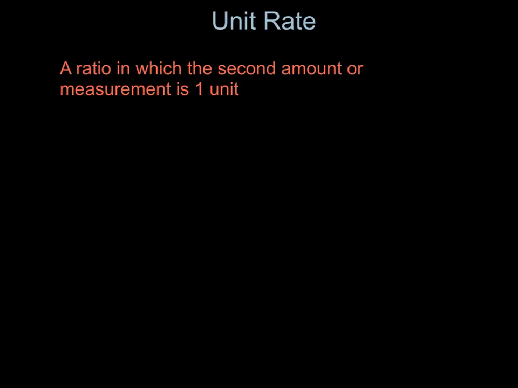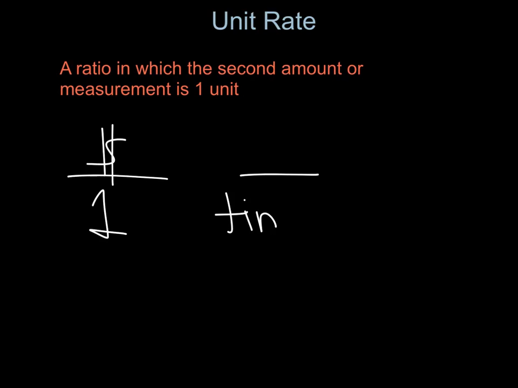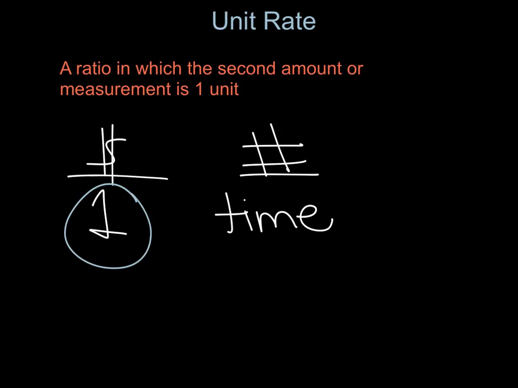So just to review some things we've talked about in class, when we are setting up our initial ratios, we have to remember that money will always go on the top of the fraction, and time will always go on the bottom. We also want our 1 to be on the bottom, or the denominator of the fraction.